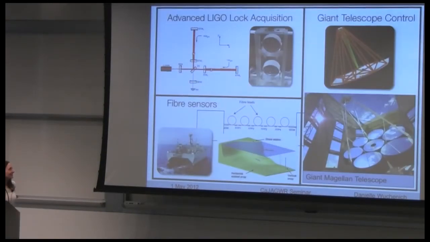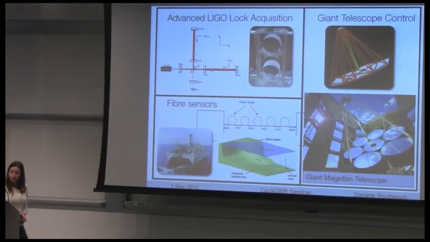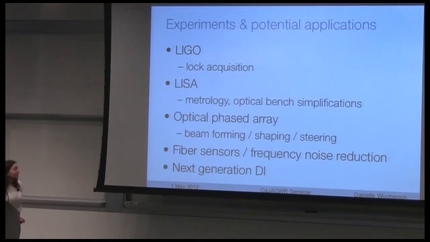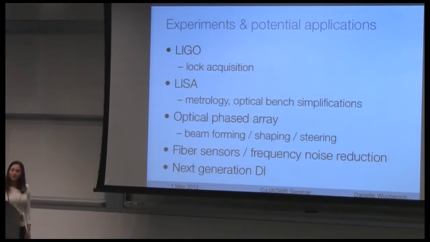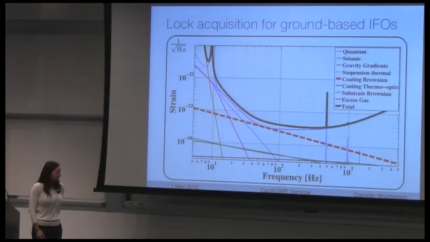For the rest of my talk, I was going to talk about what other things it could be useful for. We already know there is a potential simplification in hardware. You can have picometer-level displacement resolution. So what could we use this for now? In my talk, I'll cover lock acquisition for LIGO, metrology and optical bench simplifications for LISA, phased array beamforming, shaping and steering, which I think would also be interesting for LIGO-type detectors for creating interesting beam profiles, and then fiber sensors and frequency noise reduction, and then, like I said, next generation DI.